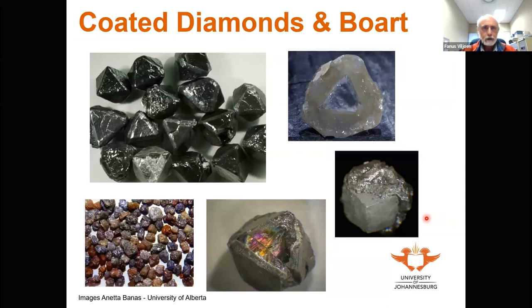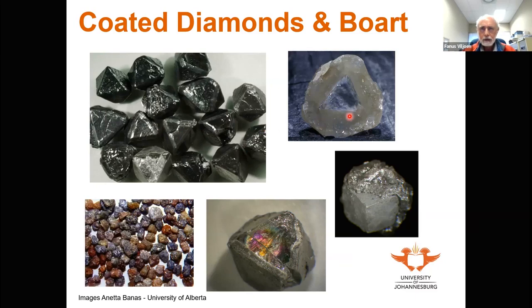And so moving on to coated diamonds and boart. This is boart, which is essentially a form of polycrystalline diamond and which is completely opaque. In fact, a lot of the time it has a sort of dark gray to black color, and it is crushed and used in industrial applications. When it comes to the more traditional coated diamonds, you can see some octahedra here with black coats on them.